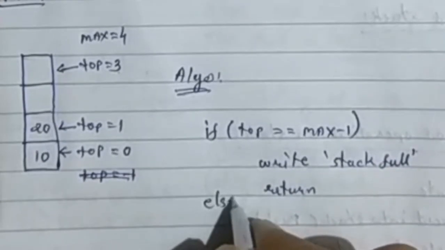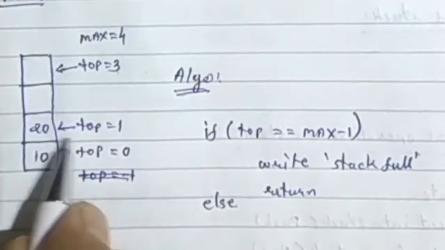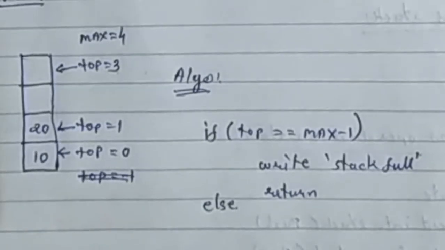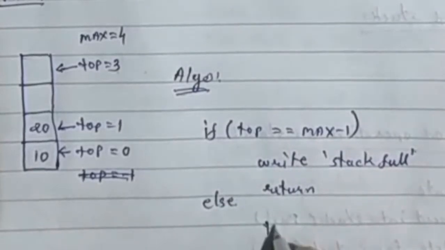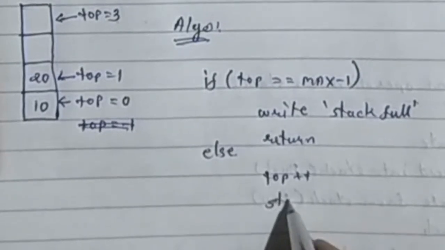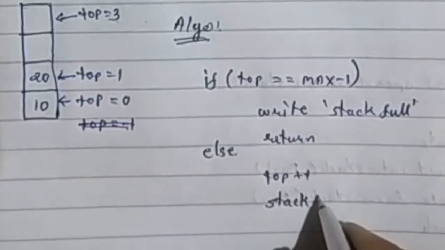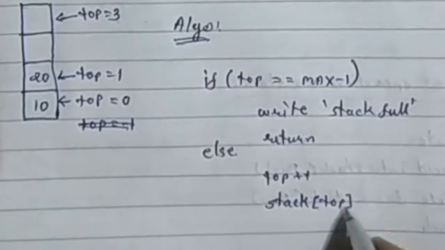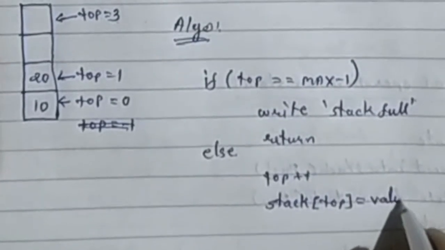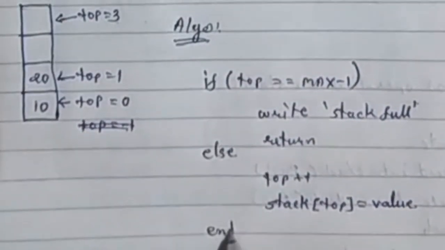Else, if the stack is not full, then what do we need to do? First of all, you need to increase the index of the top element. So what you need to do is top plus plus, and we can add an element at the top position. So here we can write down stack of top is equal to our newly added value. New value we can add here, and this is the end if.